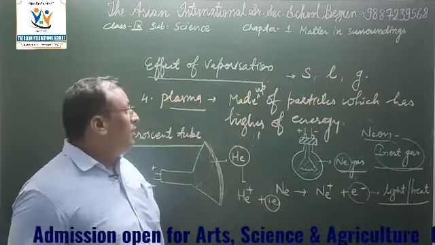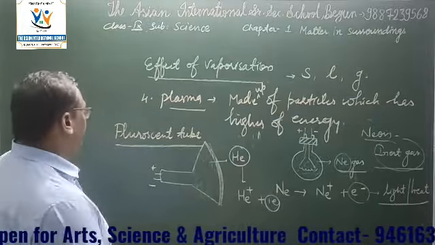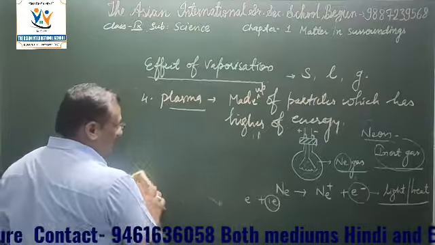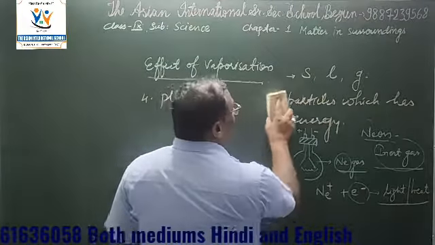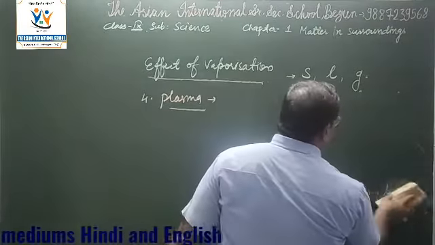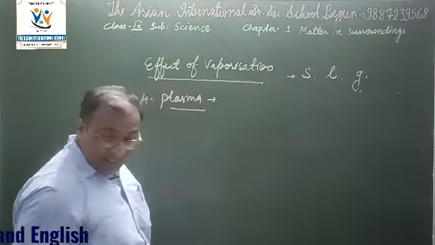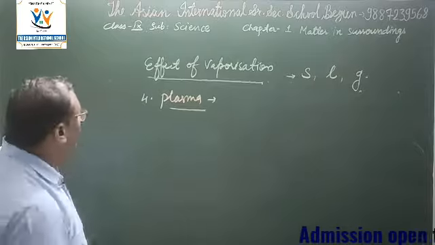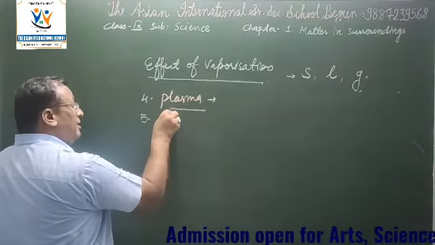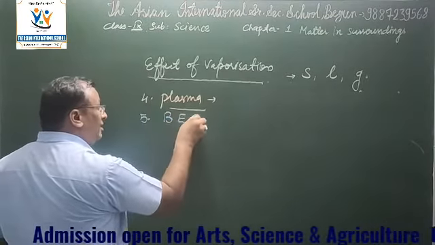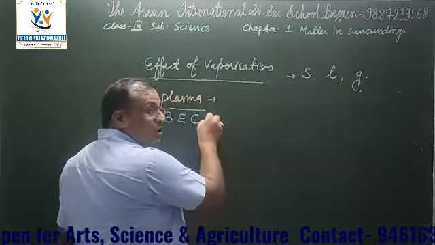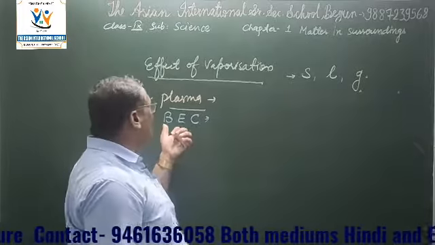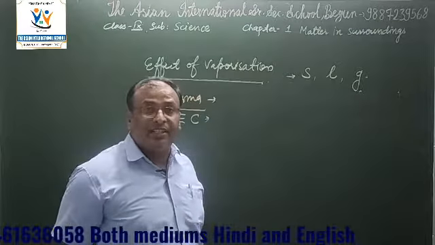Let us begin the fifth state of matter. Now see, the fifth state is known as BEC. Generally, it is a short form. It represents Bose-Einstein condensate.